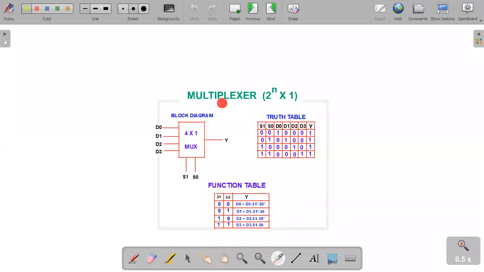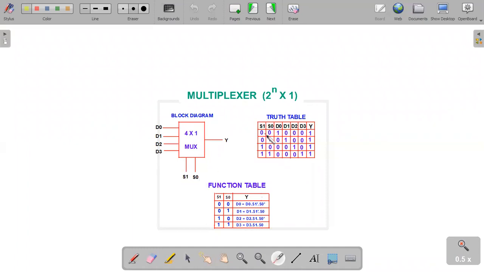Here is the block diagram of a multiplexer. The generalization of a multiplexer is 2 power n to 1, where 2 power n is the number of input lines, n is the number of select lines, and 1 is the single output. Here the block diagram symbolizes a single output Y, and we are discussing a 4 to 1 multiplexer, which means 2 power 2 to 1 mux. It is shortly known as mux. Here are the 4 input lines D0, D1, D2, D3 and 2 select lines S0, S1. Here S0 is LSB and S1 is MSB.